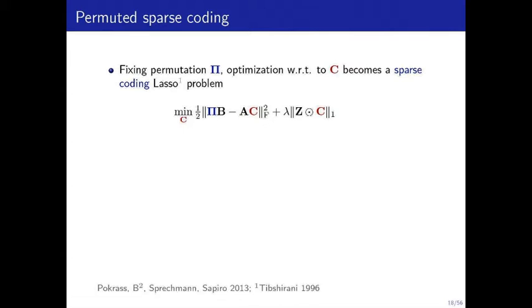If we look at this problem and we fix the permutation pi, assume that we know it, basically it becomes the sparse coding problem, or what is called in statistics the lasso problem. Classical problem in signal processing. There are very efficient solvers for solving this problem.